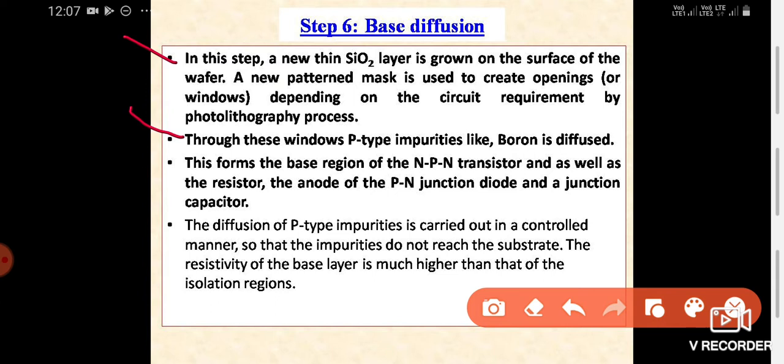Here also we have to diffuse, like the last step, that is isolation diffusion. Here also we have to diffuse P-type impurities like boron, okay, in order to make the base of the transistor. This forms the base of the NPN transistor as well as the resistor, because I hope you remember the circuit consisted of a resistor also and two PN junction diodes. Thus this P region will also form the anode of the PN junction diode and a junction capacitor.